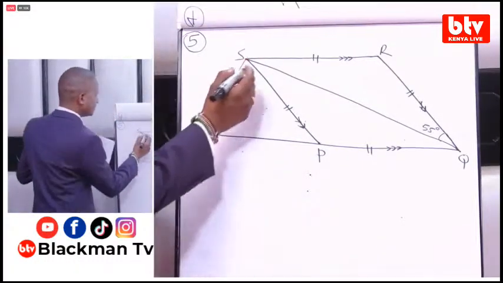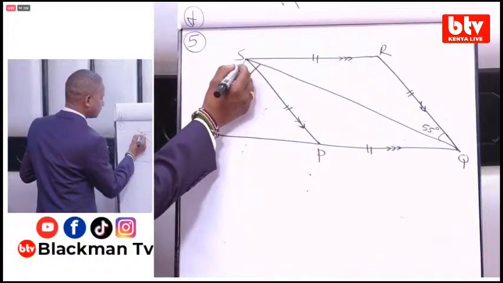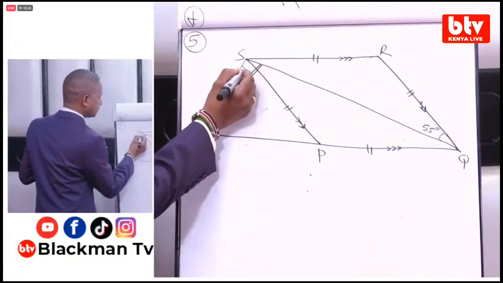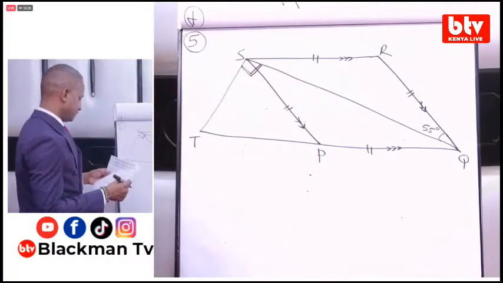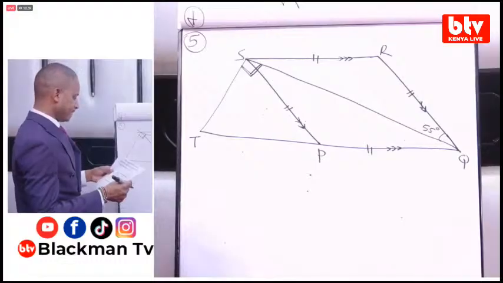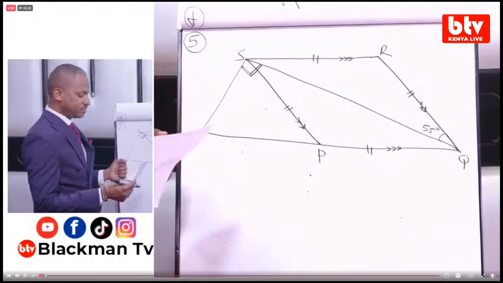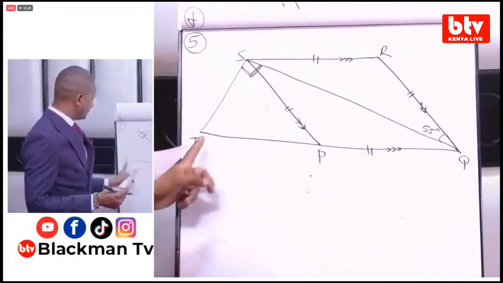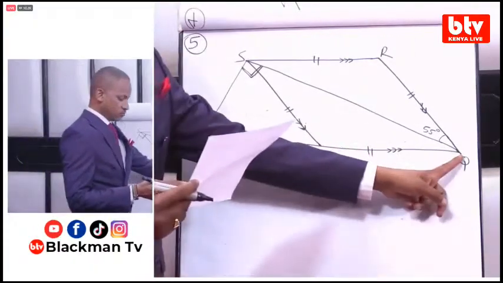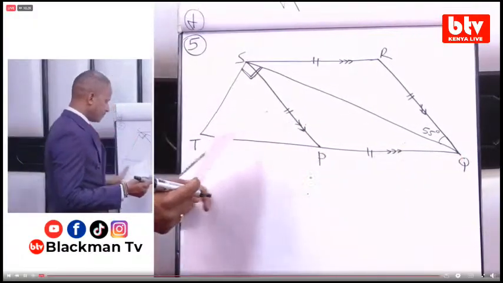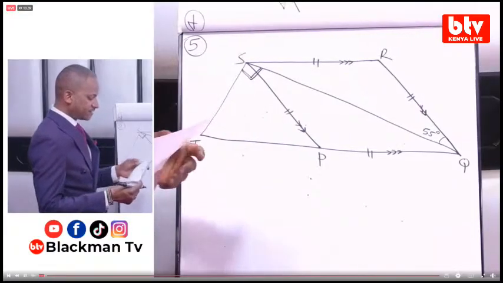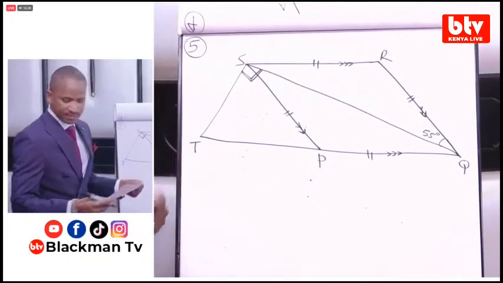Angle QST is 90 degrees. A right angle means it's 90 degrees. And TPQ is a straight line. Good. Find the size of angle STQ.